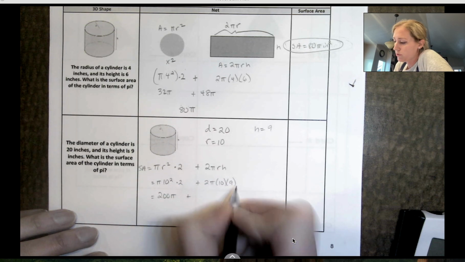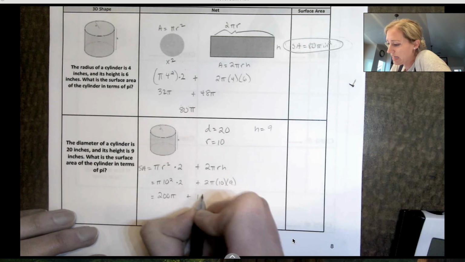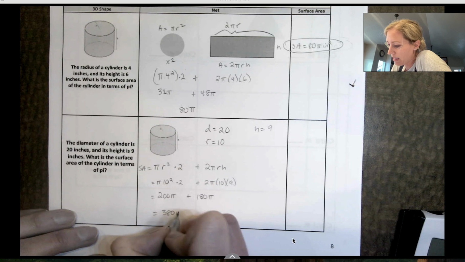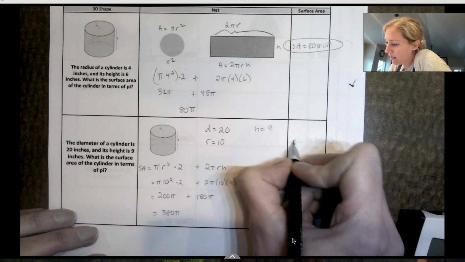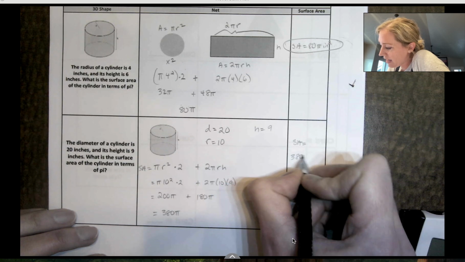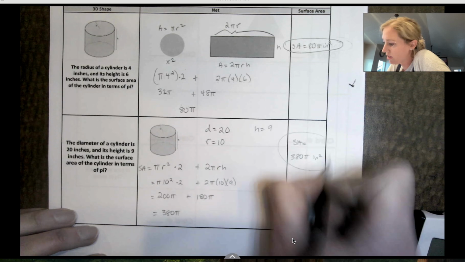Over here, do all the multiplication. 2 times 10 is 20. 20 times 9 is 180. We add those together, and we get 380 pi. So our surface area is equal to 380 pi. Our units were also inches, so square inches for surface area.